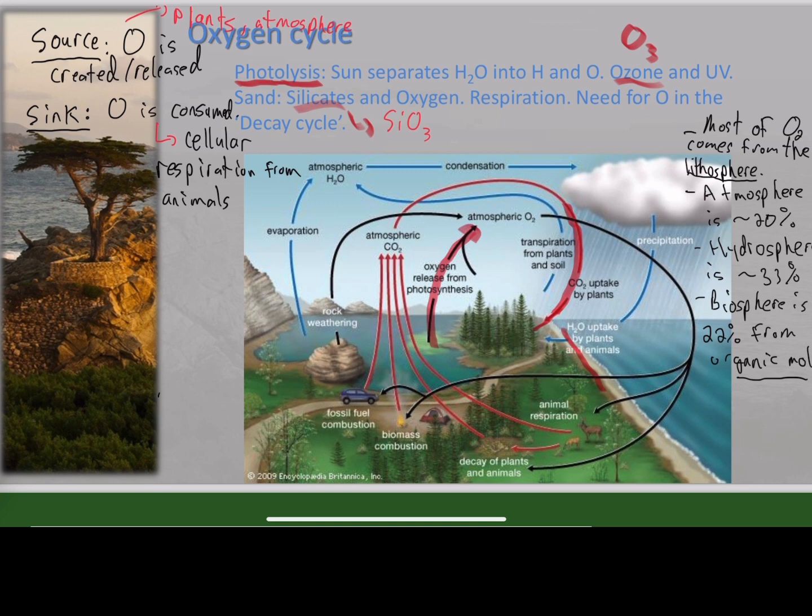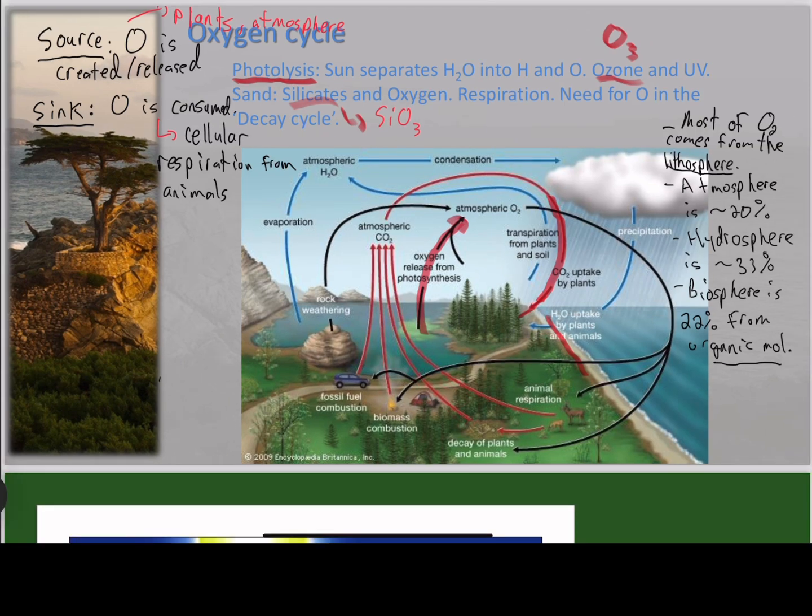Now, once it reaches the biosphere and cellular respiration occurs, then you have animals that consume oxygen. And so these would be the sink portion in the cycle. Other sinks of oxygen would be fossil fuel combustion, as in every combustion reaction, you have oxygen that is consumed and then carbon dioxide and water that get produced, right? And so those are other sinks.